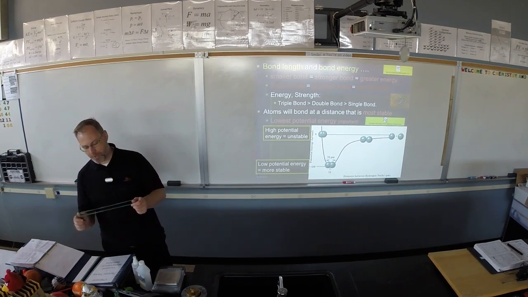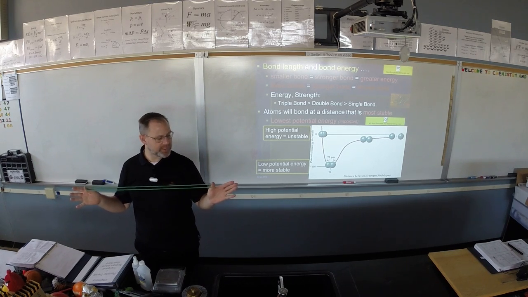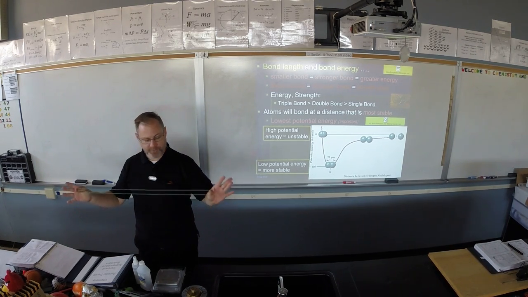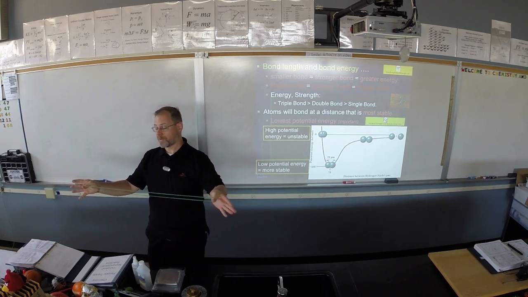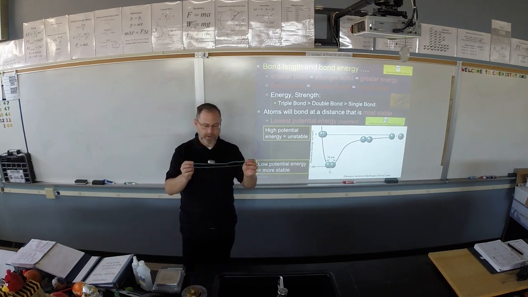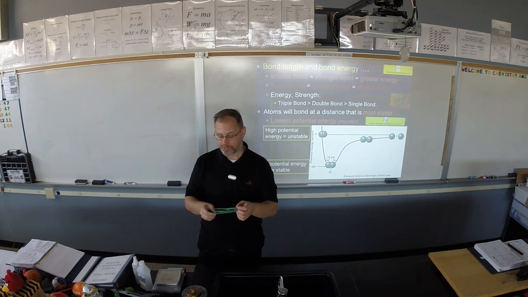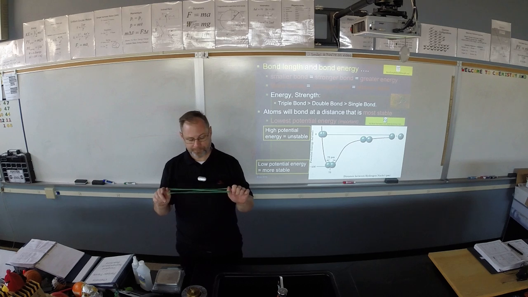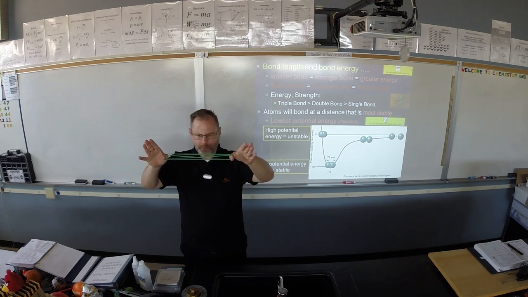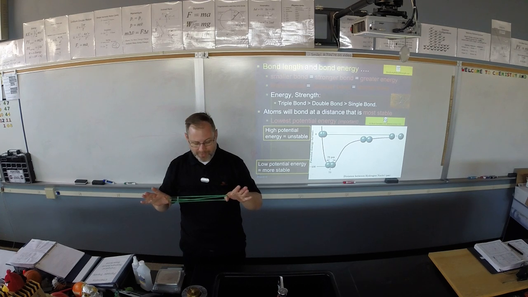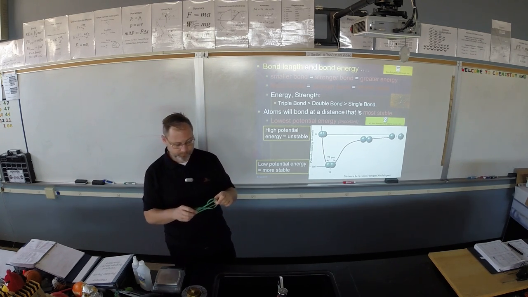Now, a single bond occurs when each atom donates 1 electron to the pair. So a single bond is the weakest bond, but it's also the longest bond. Now, if 2 atoms each share 2 electrons, then there are a total of 4 electrons in the bond, 2 from each atom, and that's a double bond. And a double bond is stronger than a single bond, and it's also shorter.